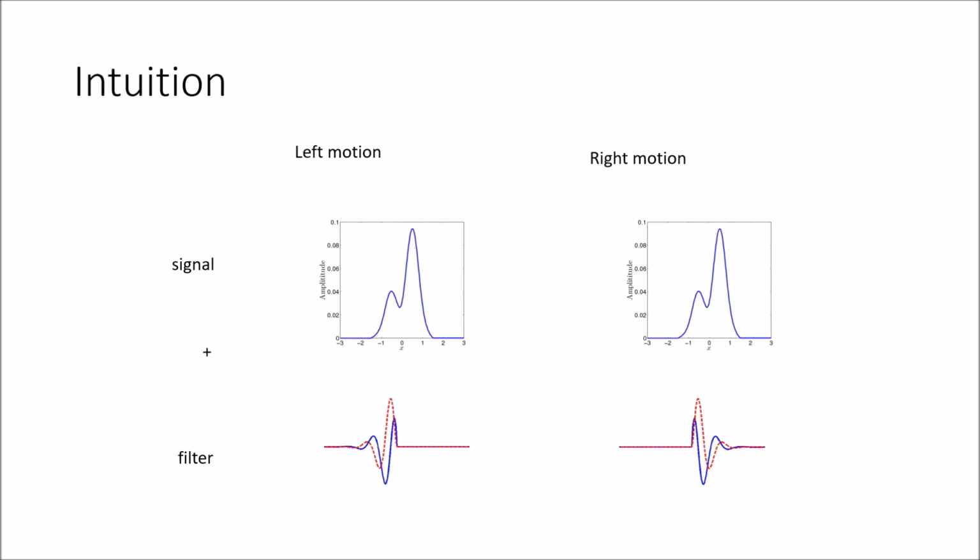Now we apply to this spatially filtered signal the temporal filter. And we compare left motion and right motion. And it turns out we get different responses. Intuitively, this is the case because in the case of left motion, we have a temporal filter that has qualitatively the same shape as the spatial response, whereas in the right motion, the filter is flipped with respect to the shape.